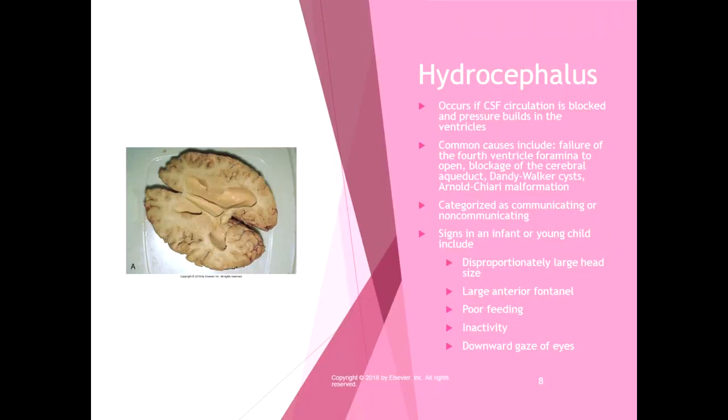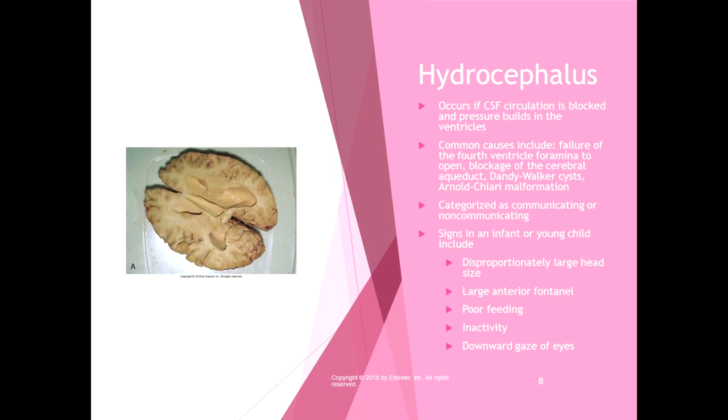Hydrocephalus occurs if CSF circulation is blocked and the pressure builds in the ventricles. Common causes include failure of the fourth ventricle foramina to open. A lot of times that's a developmental hydrocephalus. Another cause is blockage of the cerebral aqueduct in the midbrain. There is a particular type of cyst called a Dandy-Walker cyst that causes hydrocephalus, and Arnold-Chiari malformation, because the brainstem is projecting down through the foramen magnum and you get compression.